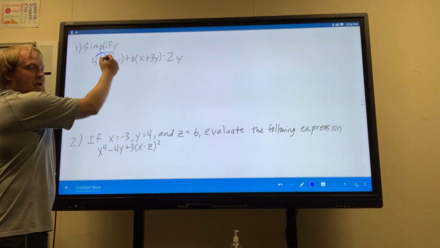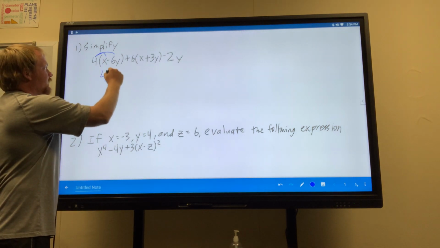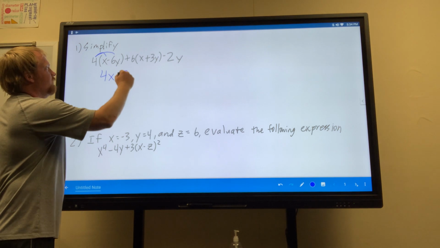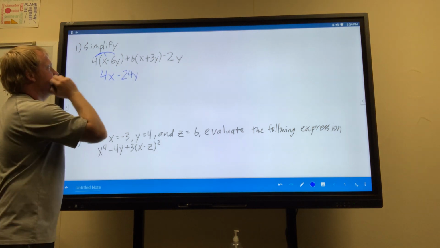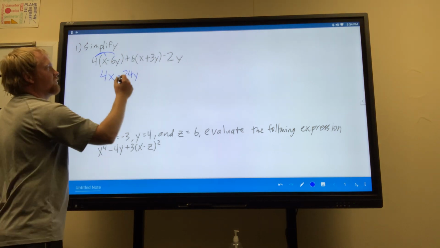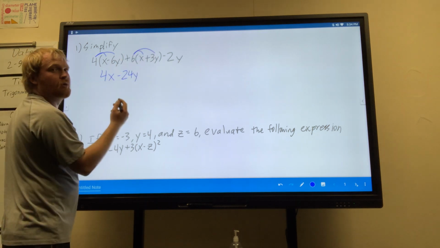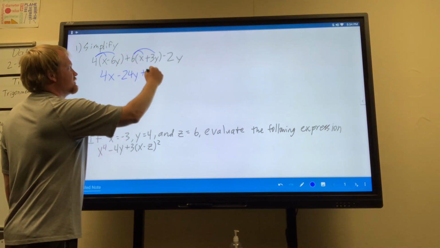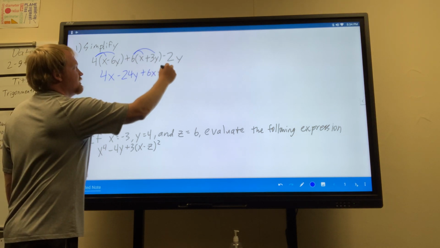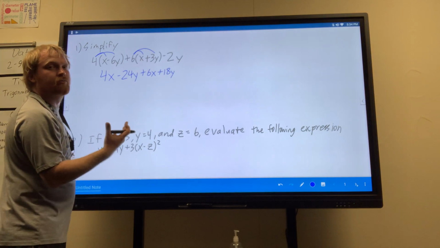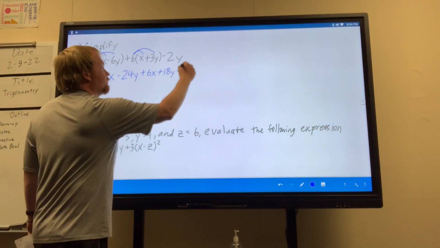So 4 times x is going to give me 4x. 4 times negative 6y is negative 24y. And I'm going to do the same thing with the 6. So distribute the 6 to both the x and the 3y. So I should get 6x plus 18y. Nothing happens with the minus 2, so I'm just going to bring that down.